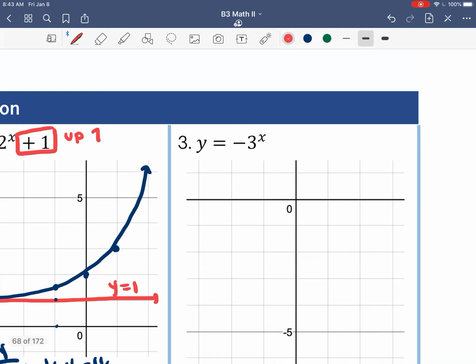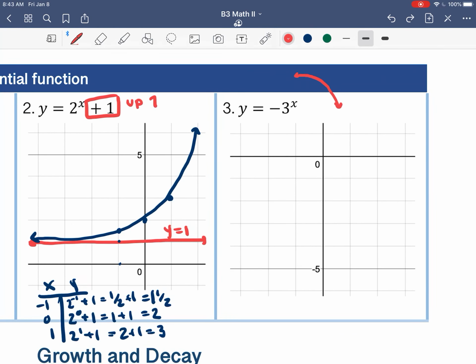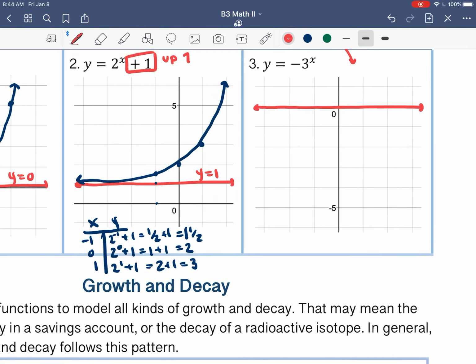So before we even graph it, we know to expect something that looks like this, because normally it looks like that. So flipped vertically, it will look something like that turned down exponential function. We also know that the asymptote has not changed because there's no vertical shift. There's a vertical flip, but there's no vertical shift. So it's still at 0. So knowing that, I'm going to make a little table here with -1, 0, and 1.